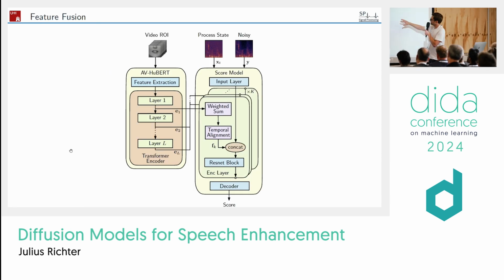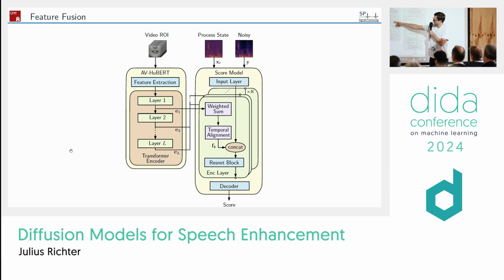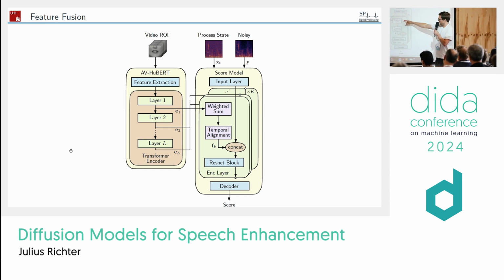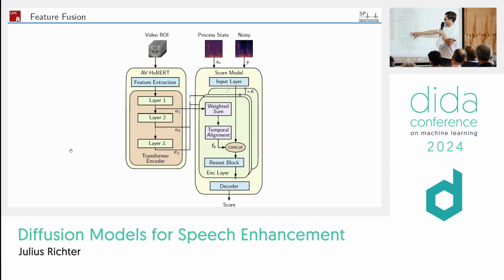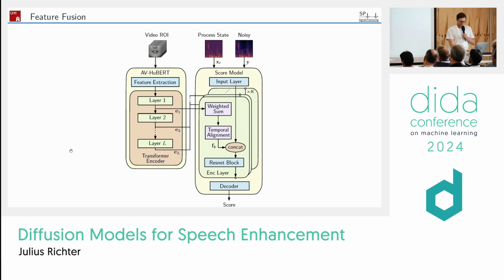Here's how it works in detail. So you have the score model for the diffusion process, and you have AV-HuBERT, which is basically a transformer encoder, and we take all the features from every layer and we sum them with a weighted sum. So it's also a trained block. We temporally align them and we concatenate them to all the features in the encoder, to all encoder layers in the score model. Then the rest is the same. So we have noisy speech and the process state as an input, and you get the score.